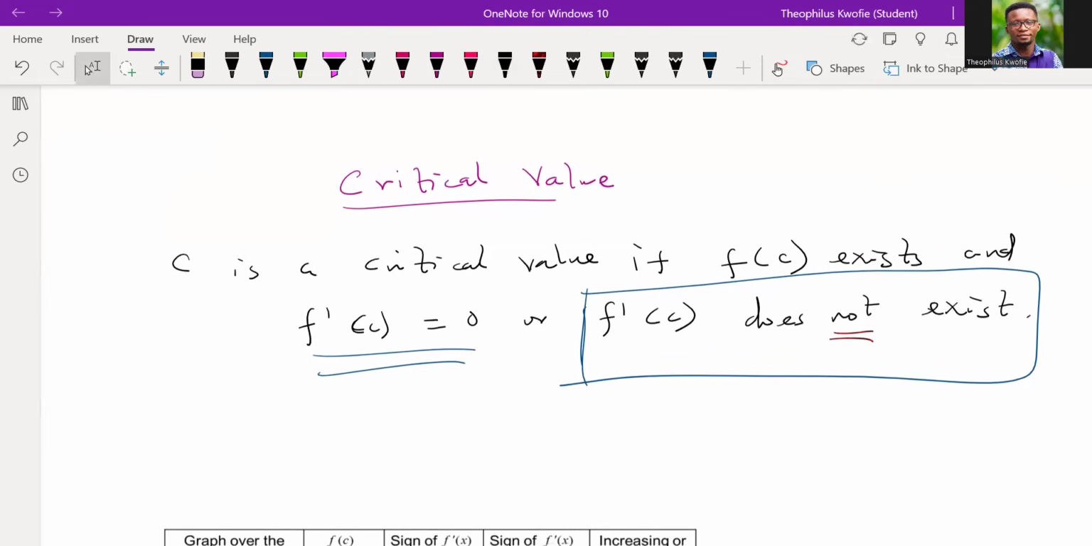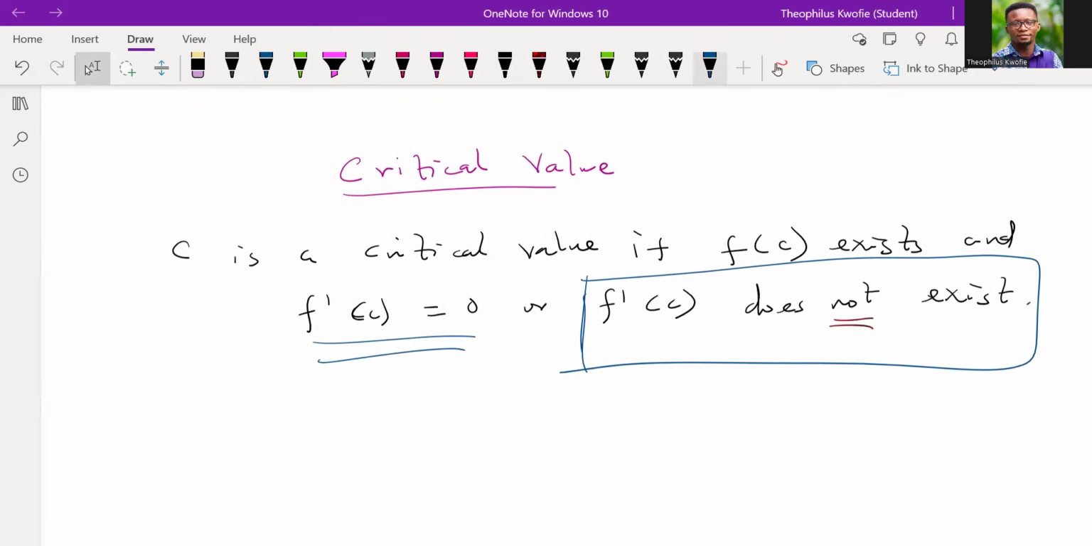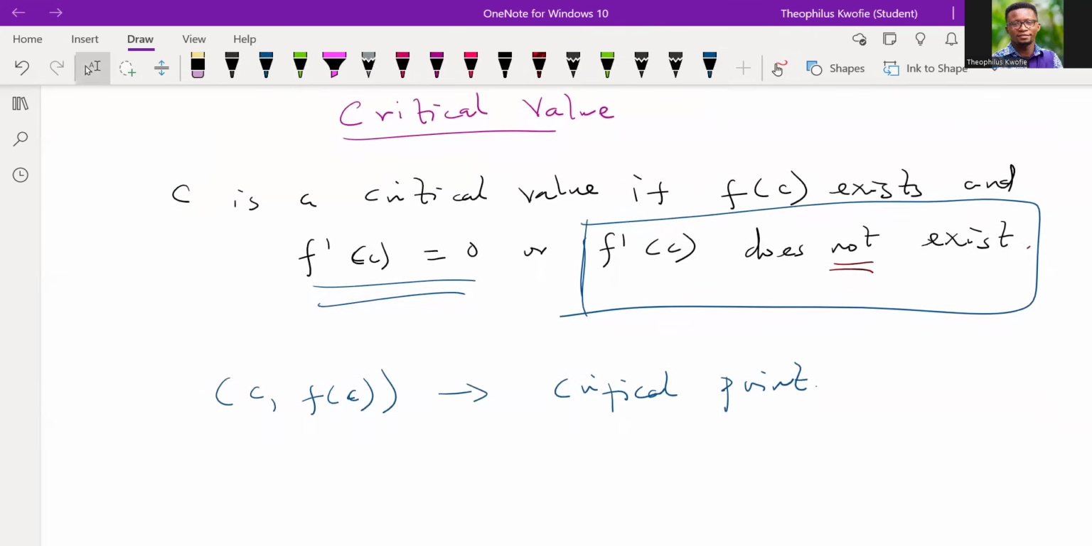I would also want you to take note that this is what we call the critical point. So the critical value, when you combine it with the function being evaluated at it, becomes a critical point. So I want us to please take note of that. It's so important.